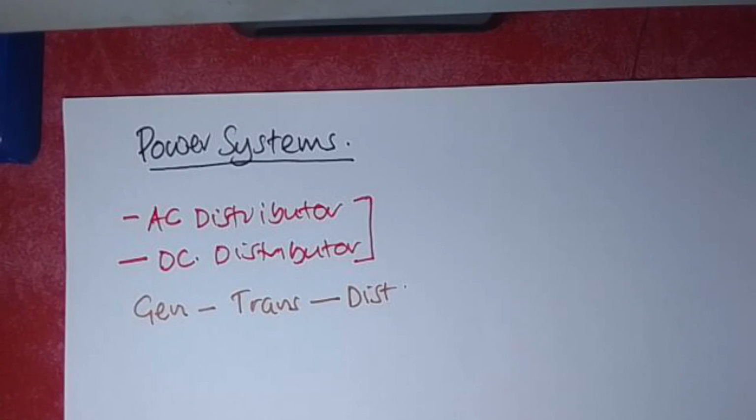So, thank you for that wonderful word of prayer. I think with that we are able to start straight away. I was talking about a power line, and we said the power line consists of three main stages. That is the generation, transmission, and distribution.